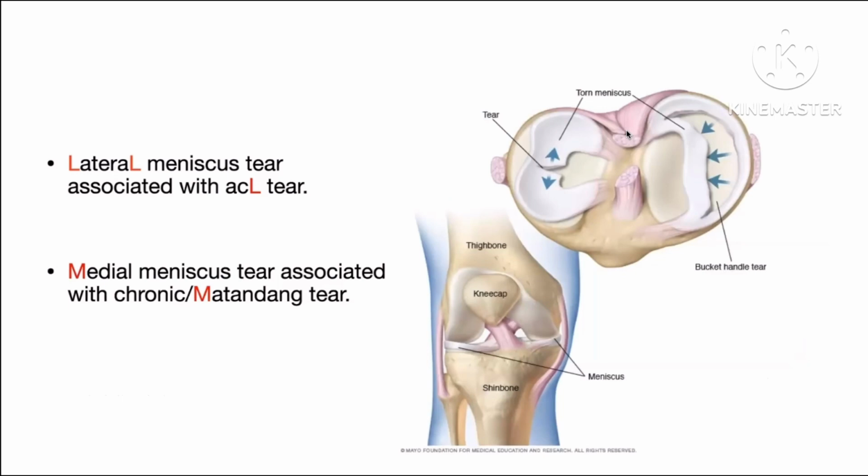So lateral meniscus tear is associated with an acute ACL tear. Medial meniscus tear is associated with a chronic, or matandang, ACL tear.